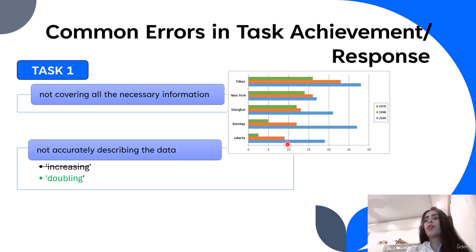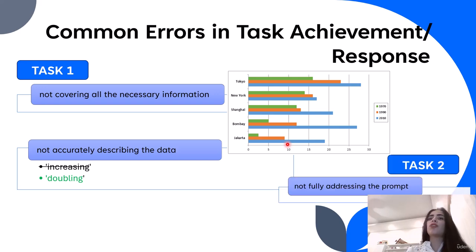In task 2, the error often lies in not fully addressing the prompt. For example, if the essay question asks you to discuss both the advantages and disadvantages of a situation, you must ensure that your essay gives equal attention to both sides. Many students lose marks by only focusing on one aspect or not exploring their arguments in enough depth. A strong response will not only discuss both sides but also include clear examples to support your points.